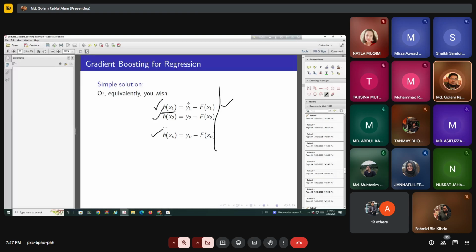Actually, we can see that if we subtract f of x1 from the y, where y is the original value and this one is our prediction, then we will get the residual. So h1, h2, up to hn, we need to build those models based on our residuals, that is, original minus predicted.